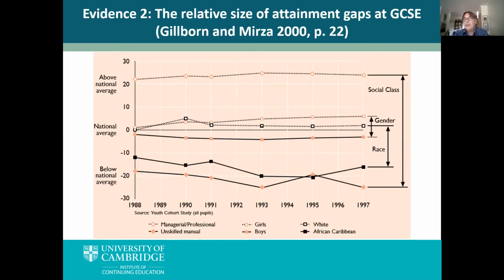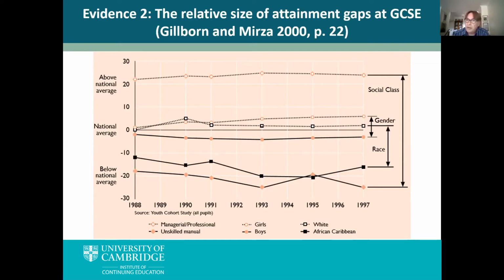But most importantly of all, if we look at the comparison Gillborn and Mirza make between people from managerial and professional backgrounds achieving 20 percentage points above the national average, and those from unskilled manual backgrounds achieving more than 20% below, we see that the social class gap in achievement, using these measures and definitions, is by far the greatest form of inequality.